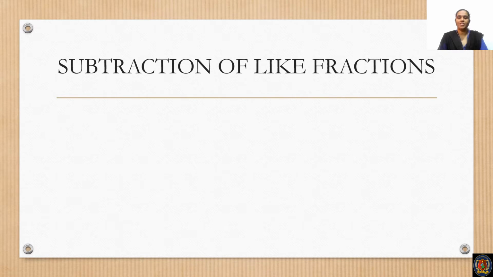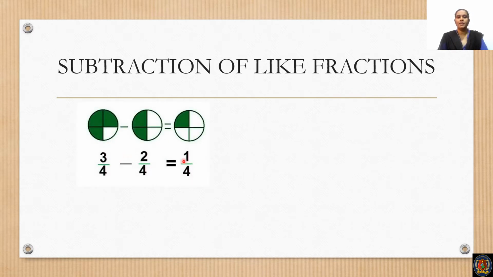Subtraction of like fractions. What are like fractions? The fractions in which the denominators are the same are called like fractions. In the previous video we saw addition of like fractions. How did we do addition of like fractions? We added only the numerators and the denominator is unchanged. The same way we are going to do subtraction of like fractions. We will subtract the numerators and the denominator is unchanged.